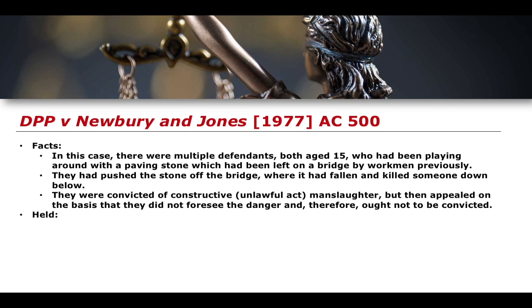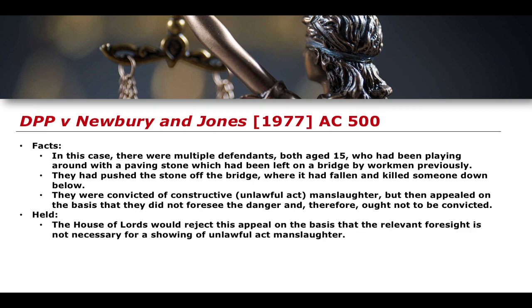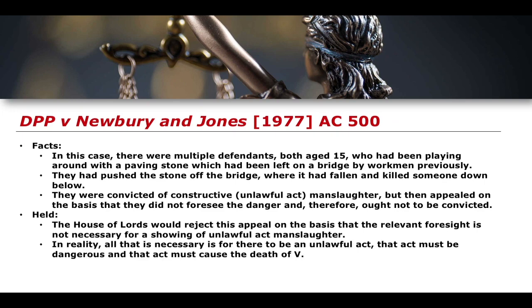Now, this argument was then had and went all the way to the House of Lords, where this appeal would be rejected. And the reason why they rejected the appeal in the House of Lords was because this idea of foreseeability, i.e. relevant foresight, isn't a requirement for showing unlawful act manslaughter. So essentially, they argued on appeal, we ought not be convicted because we did not foresee the danger. Well, the House of Lords said, well, it doesn't matter if you foresaw the danger or not. It is not relevant to your conviction whether or not you foresaw the danger. And as a result of which, your appeal was rejected and the conviction was upheld.